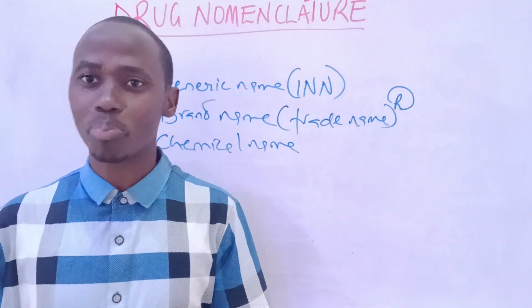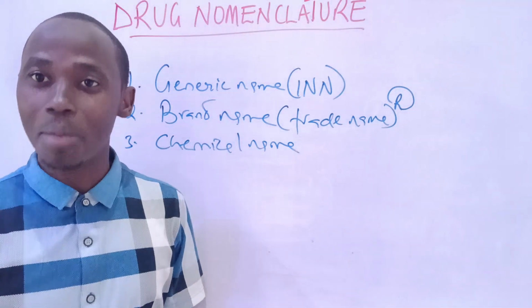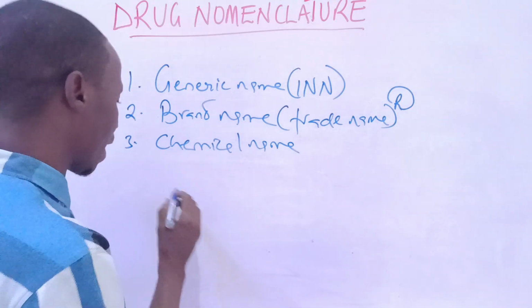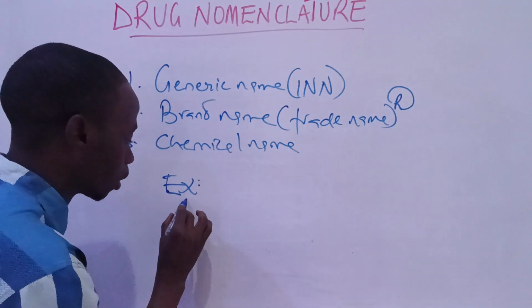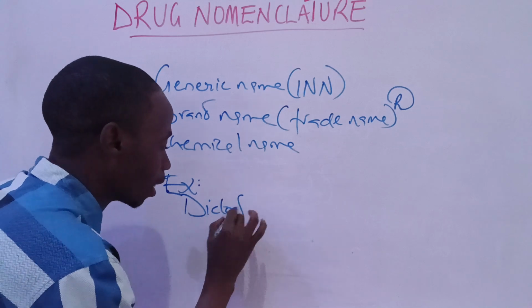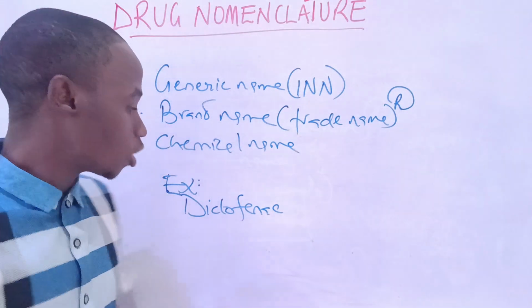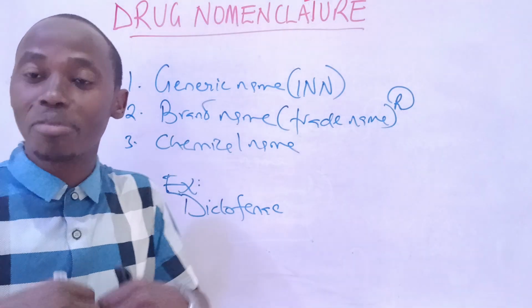There is an important point for us to understand. A single generic name can have multiple brand names. Let me give us an example. We all know a drug that is called diclofenac, an analgesic, right? This drug, the name diclofenac, is actually the generic name. It can have multiple names.